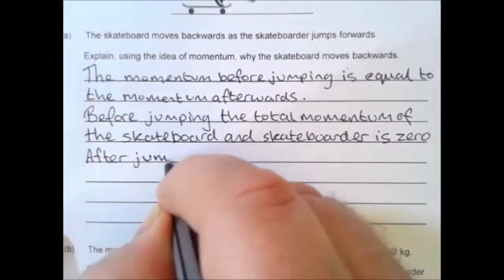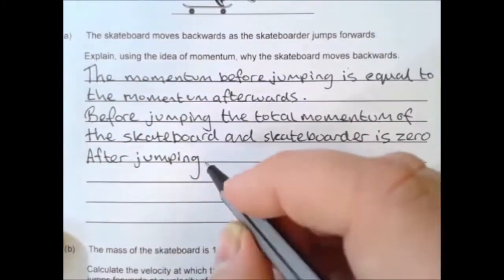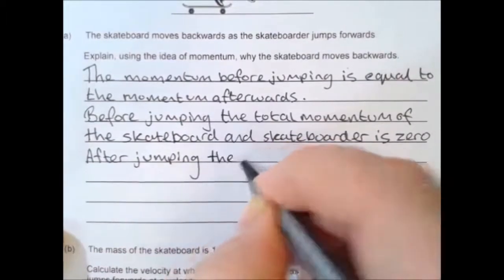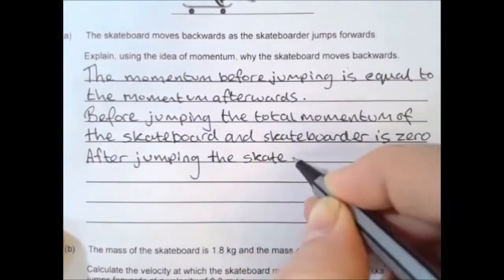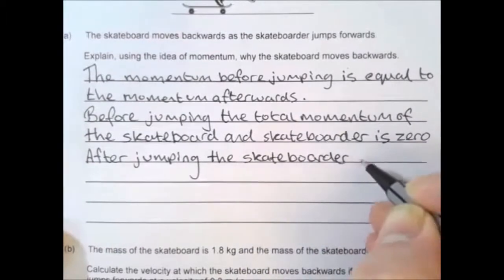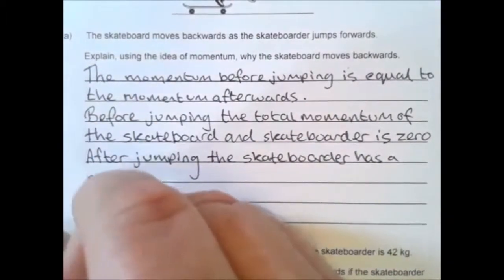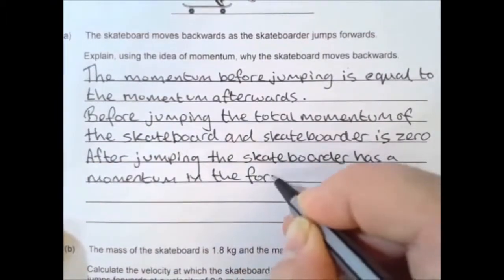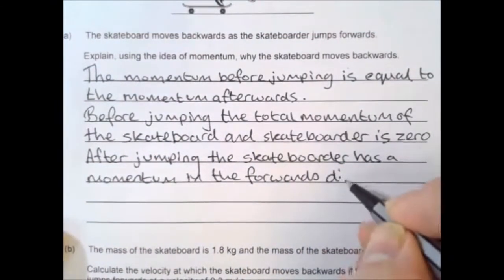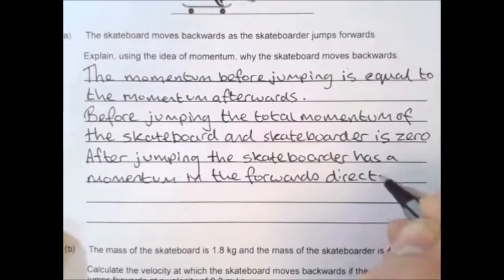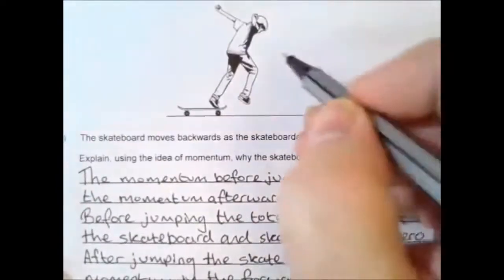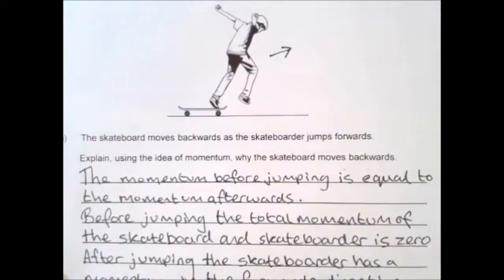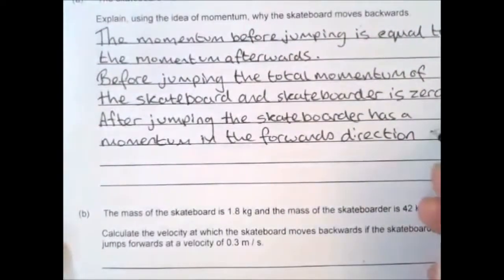So after jumping, the skateboarder has a momentum in the forwards direction. And this is given to you in the question. So take a look at the question, it's given to you in the forwards direction. And let's just take a quick look at the diagram to show you what it's talking about. So essentially it's saying that the skateboarder is moving off in that way.